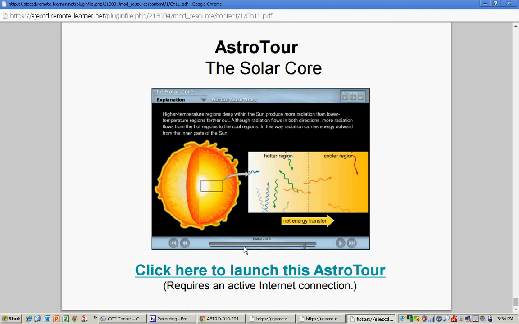This astro tool gives you a nice tour of the solar core, and I recommend you take a look at it. I'm not going to do it, but follow that one, and it illustrates quite well the PP chain, the proton-proton chain.